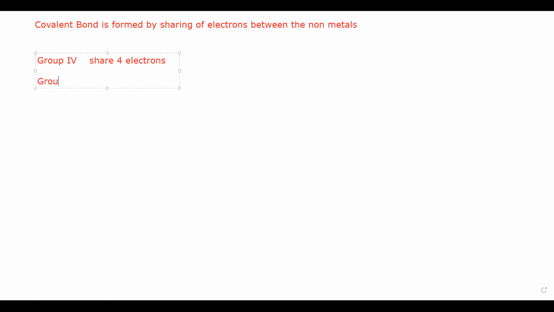If it is group 5, it will share 3 electrons. If it is a group 6 non-metal, it will share 2 electrons. And if it is group 7, it will share 1 electron.